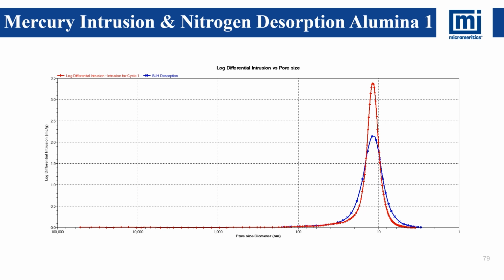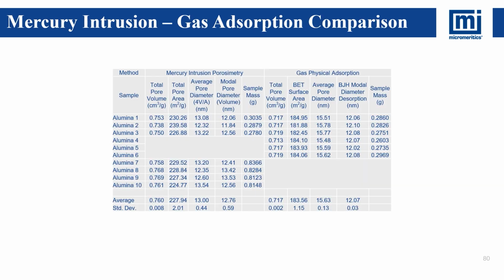Okay, let's take a closer look at a comparison between the gas adsorption data and the mercury intrusion data. First, let's compare total pore volumes. 0.76 on average for the analyses of the mercury intrusion samples, about 0.72 for the gas adsorption results. Small difference there, probably just typical of comparing two different techniques for measuring a similar property. So we would still call that good agreement.